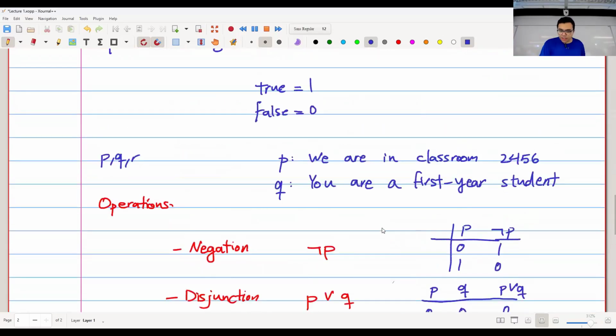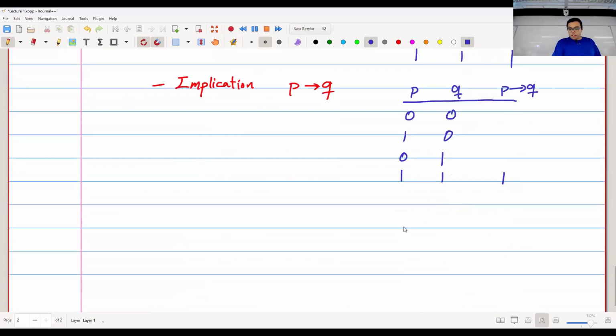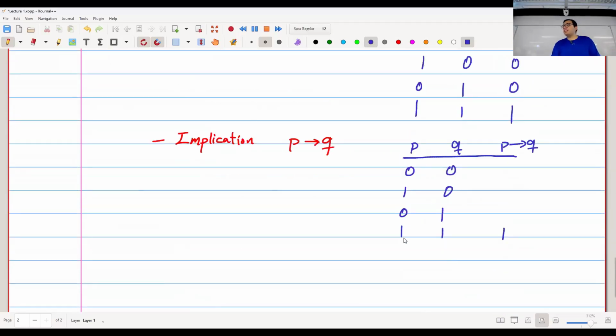So basically, read it like this. I'm promising that if we are in classroom 2456, then you are a first-year student. Now, weird promise to make, but I'm making that promise. Now, if it turns out that we are actually in that classroom, and it turns out that you are also actually a first-year student, then I've kept my promise.